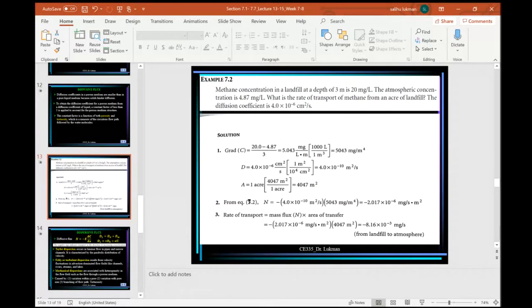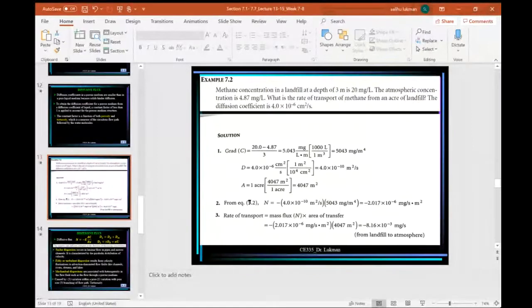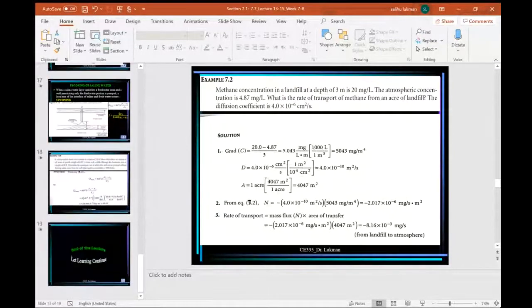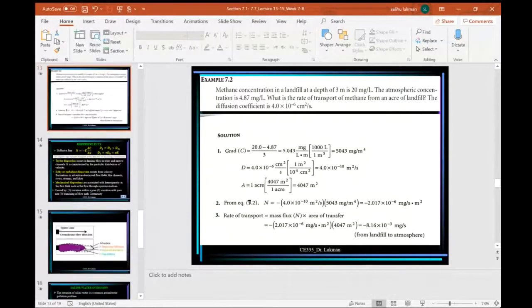My time is almost up, so I will leave this example for the next class. Next is slide 13, passive flux, and then saline water intrusion and upconing. Okay, any questions?